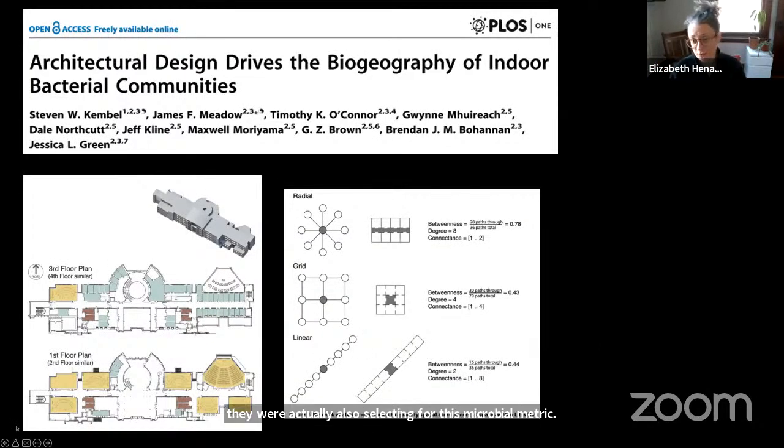You can also look at this in indoor spaces. This is one of my favorite papers, which talks about biogeography of indoor spaces. It establishes a theoretical framework for describing connectivity of indoor spaces and how that connectivity influences the distribution of microorganisms in those spaces. Here, they describe different connectivity methods: radial, meaning a space that is connected to many other spaces, or connected in a grid, or linear. And then they start to create relationships between the architectural design of indoor spaces and microbial populations.